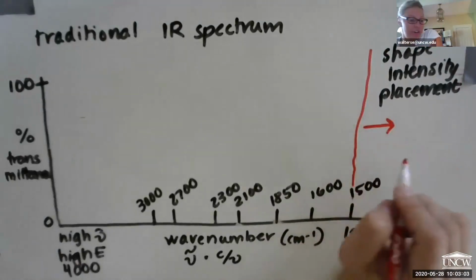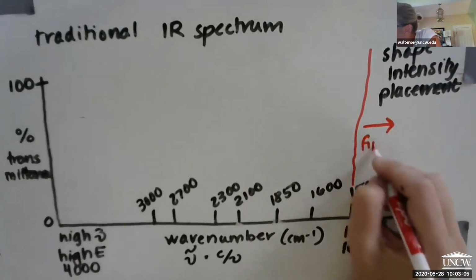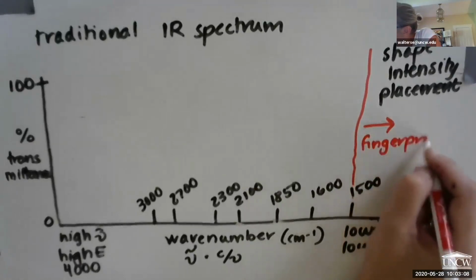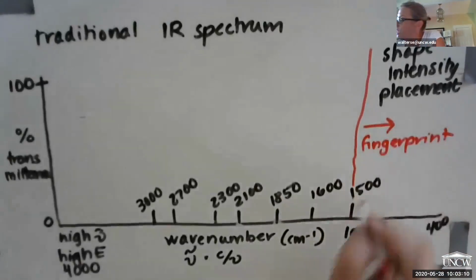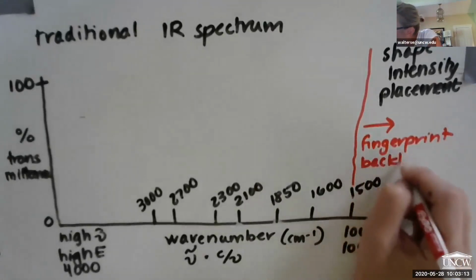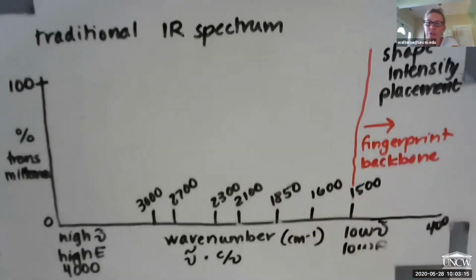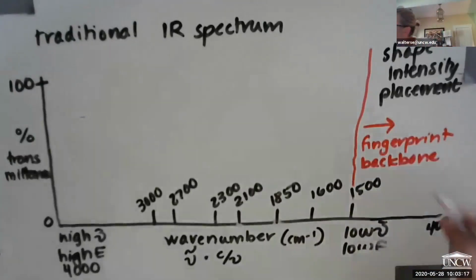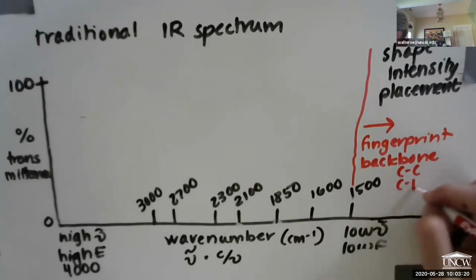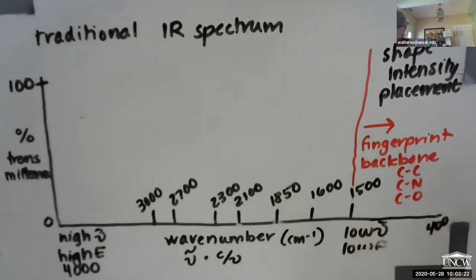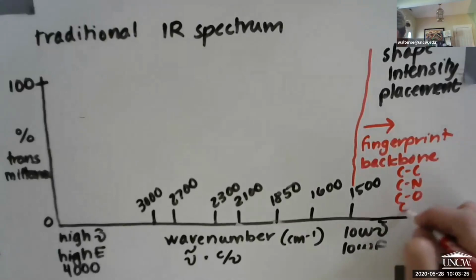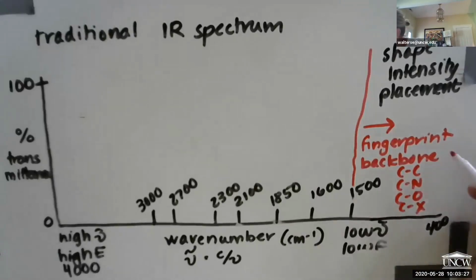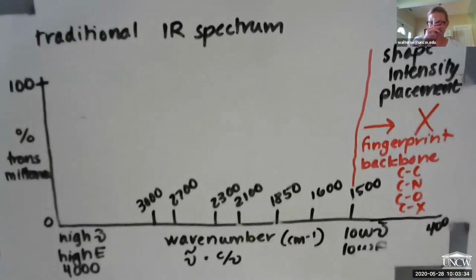Everything over here, this is called the fingerprint. Okay, the fingerprint tells you about the backbone of the molecule. All the carbon to carbon single bonds, carbon to nitrogen single bonds, carbon to oxygen single bonds, carbon to halogen single bonds. This portion you're not responsible for. So you can always put an X through anything shown that's less than 1,500 wave numbers.